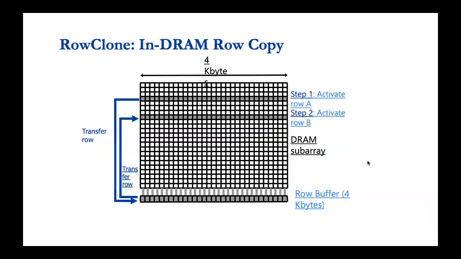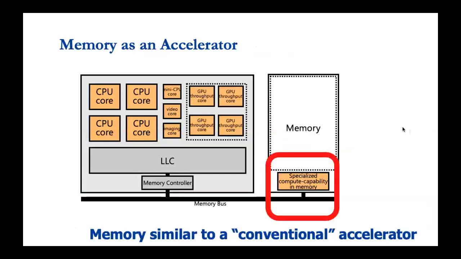The idea is that in step 1, we activate the row in memory that we want, and we send that row to the row buffer. We said we use 4 kilobytes. After that, in step 2, we activate the row we want to copy to, and the row A data goes through, and the row buffer will be empty. We gain a lot of energy and improve our latency. You see this picture. Memory should work as an accelerator. If we cannot compute inside memory, we go through architectures which are not energy efficient, and we have high latency and a lot of problems.